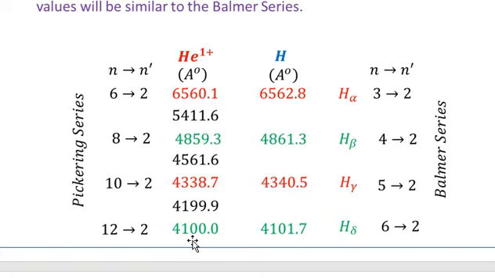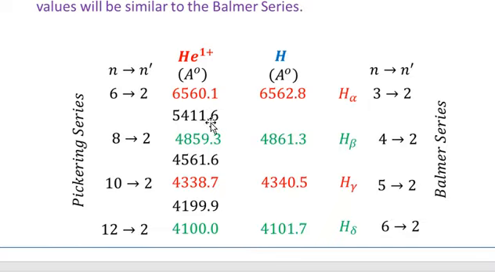So here we can see that the Pickering series for even values of transitions are very close to the wavelengths obtained from the Balmer series of the hydrogen atom. Though there is a small difference between them, the values obtained from the Pickering series are slightly lower.